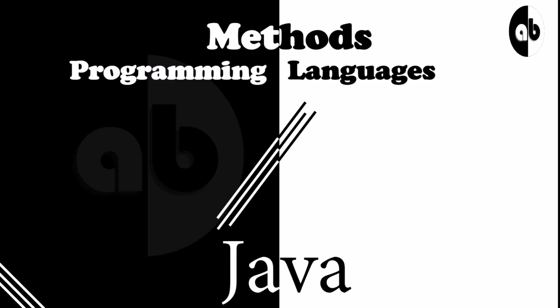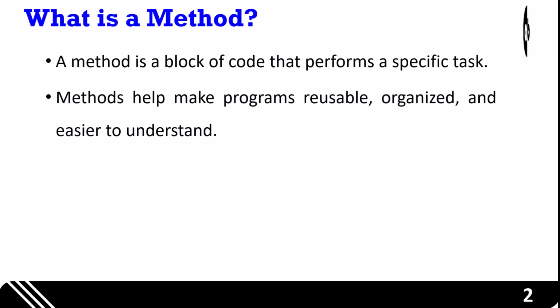What is a method? So what exactly is a method? Simply put, it is a block of code designed to perform a specific task. By using methods, we make our programs more organized, easier to understand, and, most importantly, reusable.